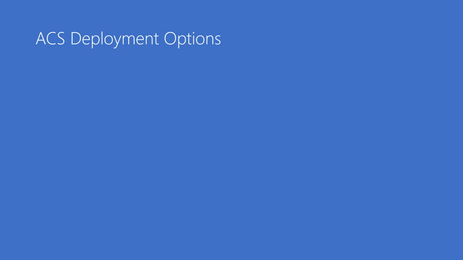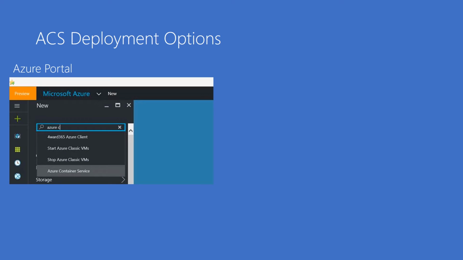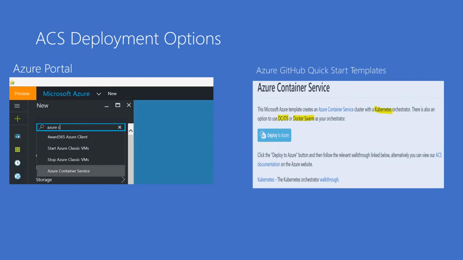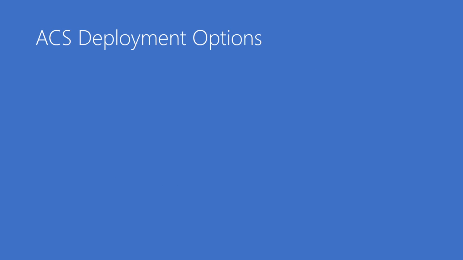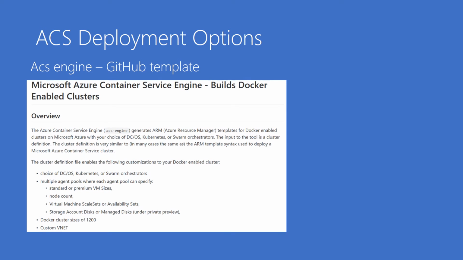The two main deployment options for Azure Container Service are via the portal, or you can use the Azure GitHub Quick Start templates, which are available for standing up a Kubernetes, DCOS, or a Docker Swarm orchestrator. ACS Engine is another deployment option located on GitHub. It's the code of ACS and allows greater customization, including customizable VNets, attached disks, and multiple agent pools.